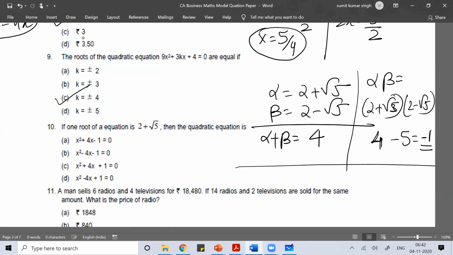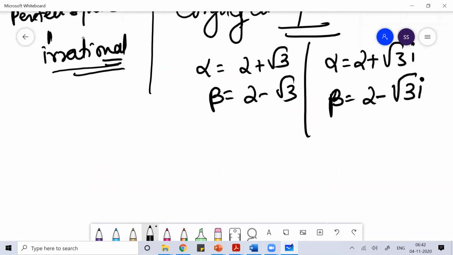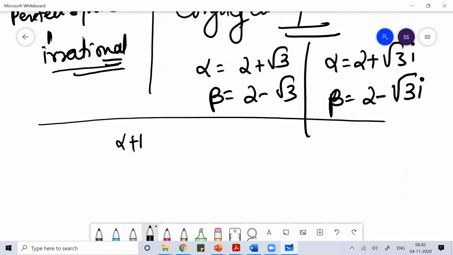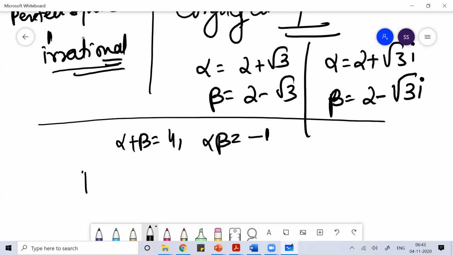If you want the equation, the sum of roots, alpha plus beta, is 4, and the product of the roots is minus 1. So how to form the equation?